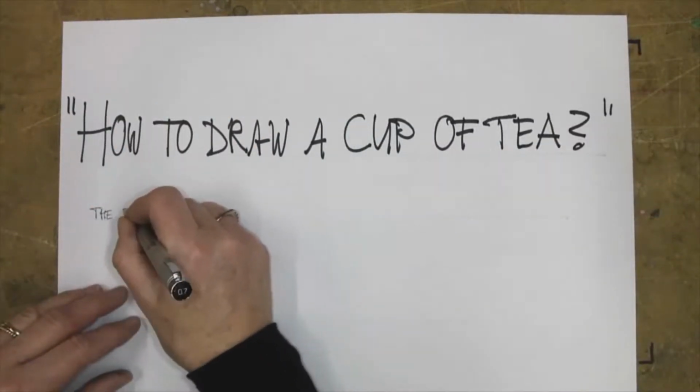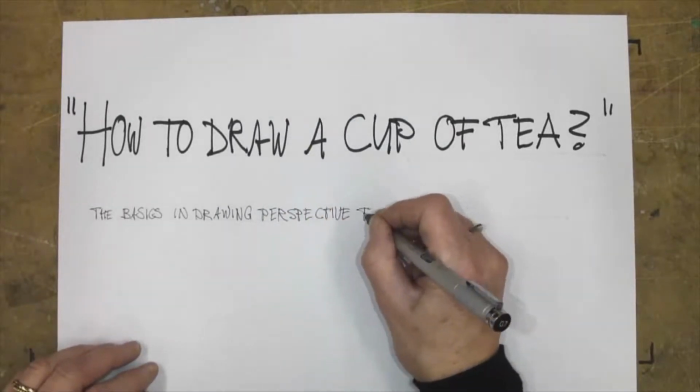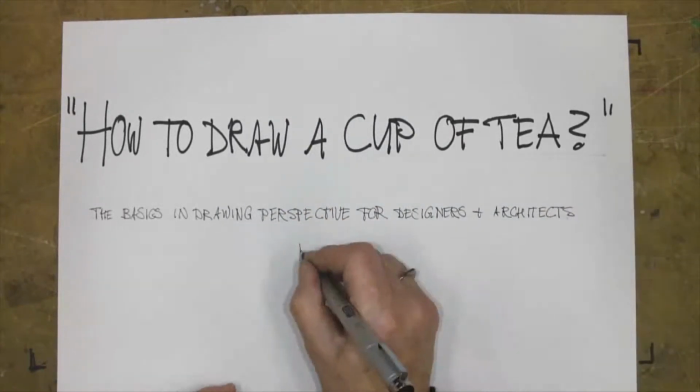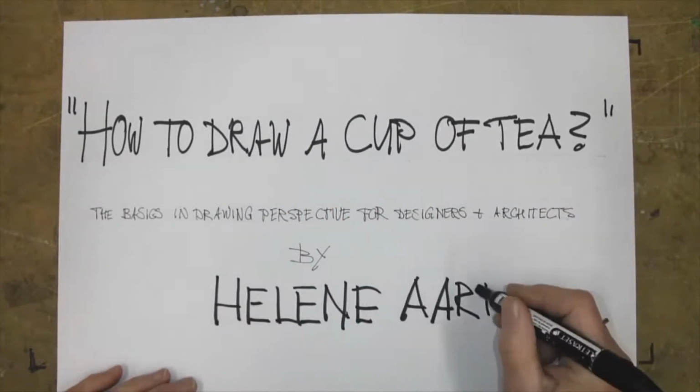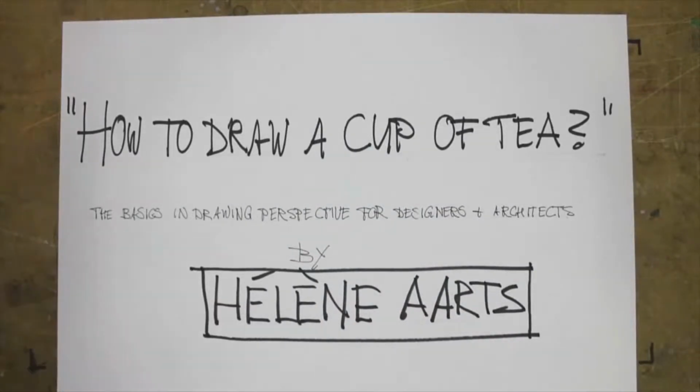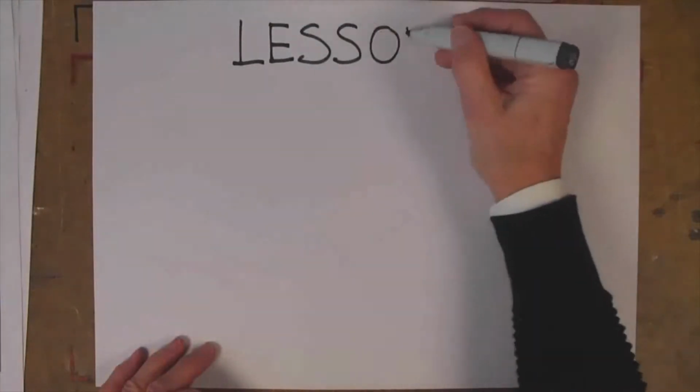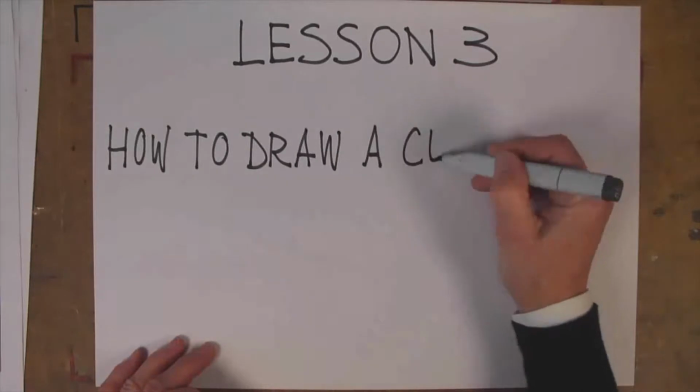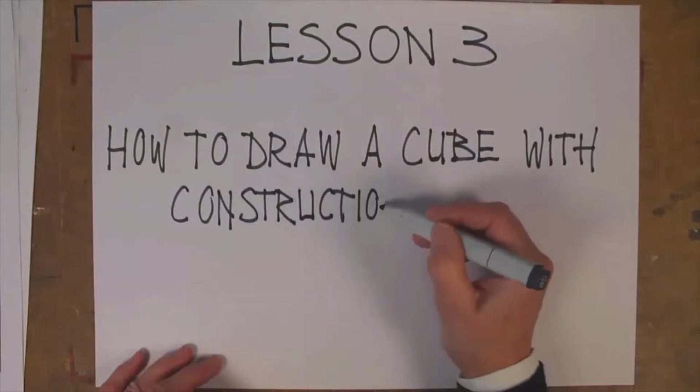Welcome to the third lesson of the course How to Draw a Cup of Tea. In this course you will learn how to draw the basics of perspective for designers and architects. This third lesson is about drawing a cube by using a perspective construction method.